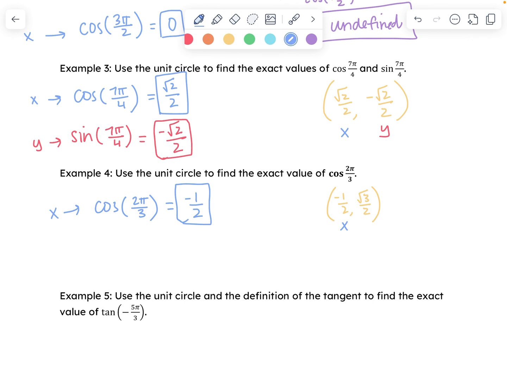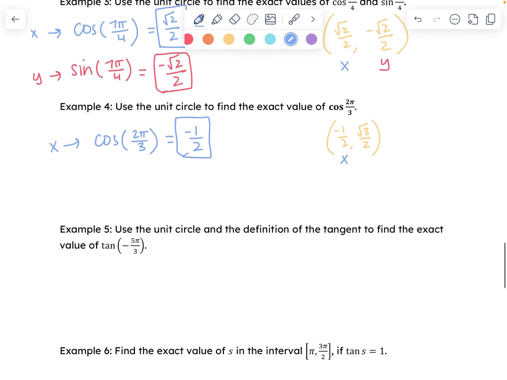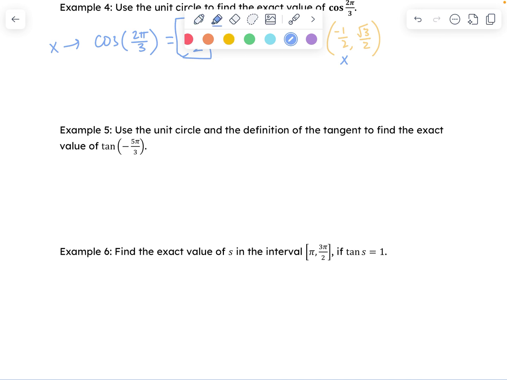So if you have angles that are in the unit circle in between that 0 to 2 pi, you just look at the unit circle and find either your x or your y, or set up your ratio, or if you're looking at secant, cosecant, or cotangent, you would use your reciprocal identity. Now let's talk about what to do if your angle isn't actually in your unit circle. So if you look at this one, example 5, it says find the tangent of negative 5 pi over 3. Negative 5 pi over 3 is not in our unit circle.